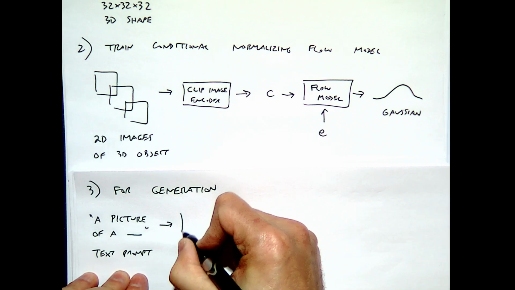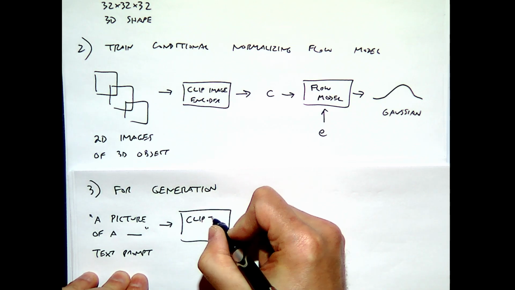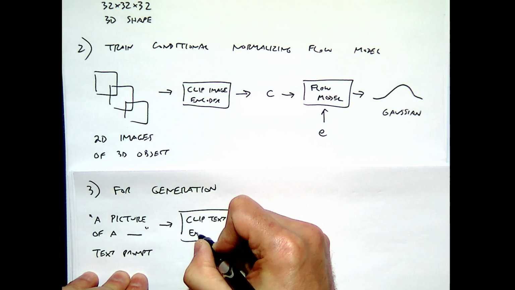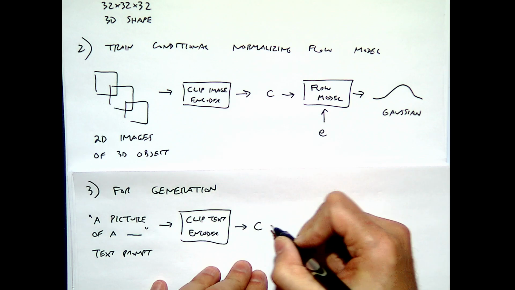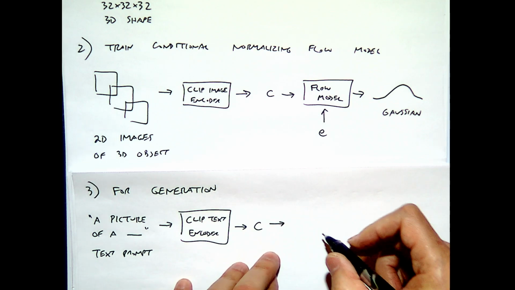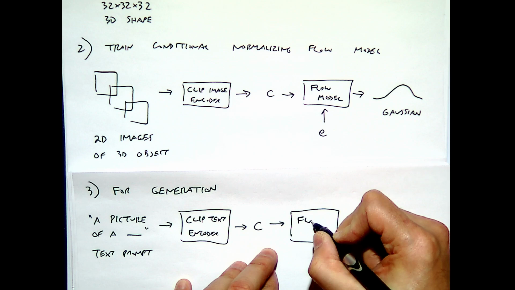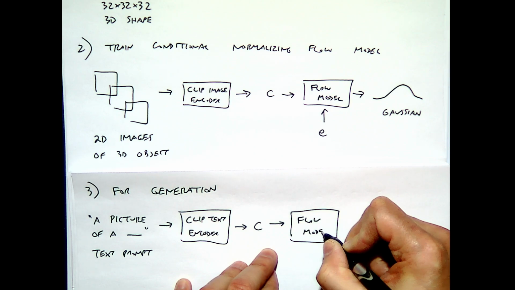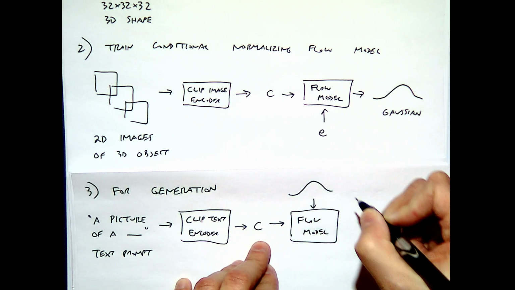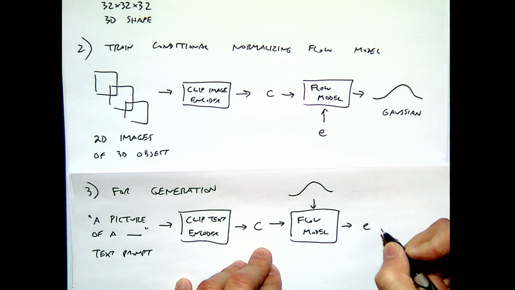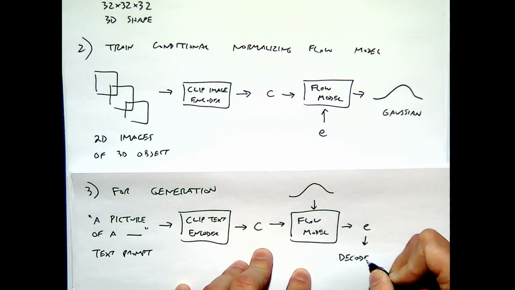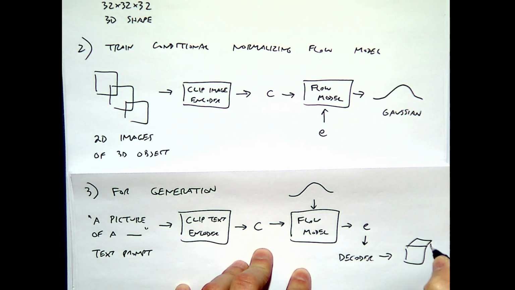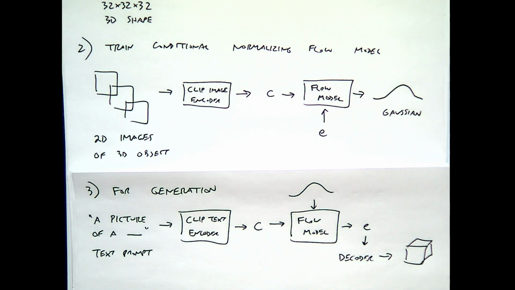I use the CLIP text encoder to give me some C. I put this into my flow model, and the input to the flow model is the Gaussian. That gets turned back into an embedding, and then I can use my 3D decoder to get a voxel grid, right? And so it's kind of using a bunch of different things that we talked about throughout the class, right?